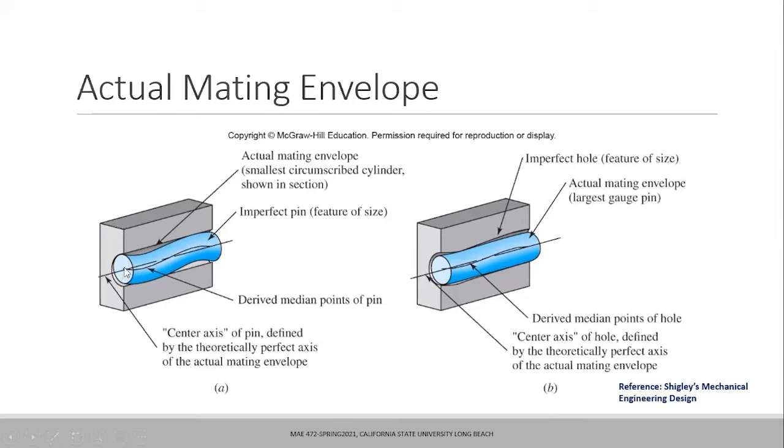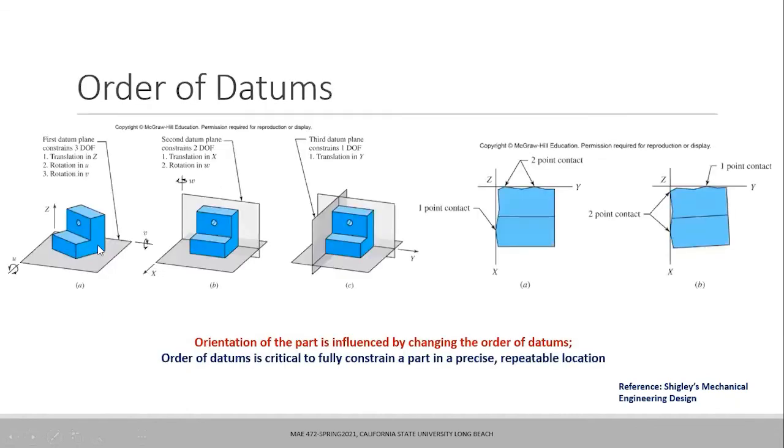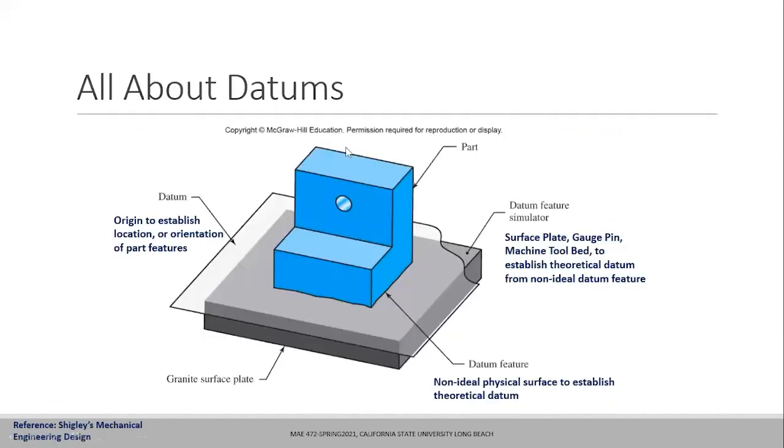As we have seen, the datums are defined with respect to the feature simulator, not with respect to the actual part. So we have to find what the feature simulator is for my circular pin. Remember, if I go back a slide, for this bracket, the datum feature simulator is the surface plate, the bottom surface plate on which it is resting, or the machine tool bed on which it is machined, or on which it is resting.